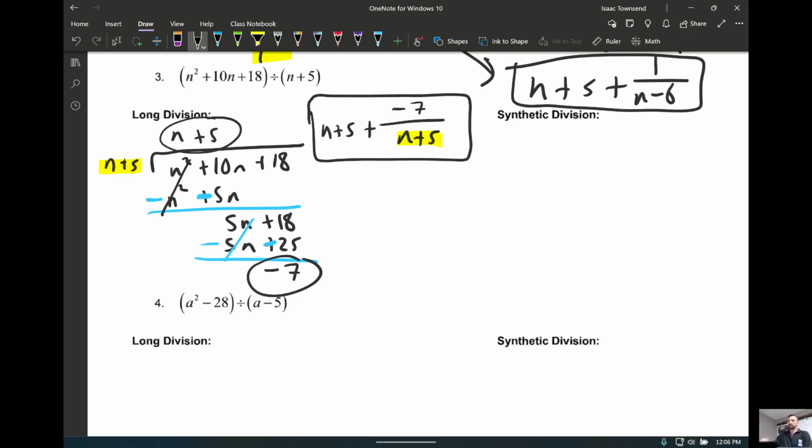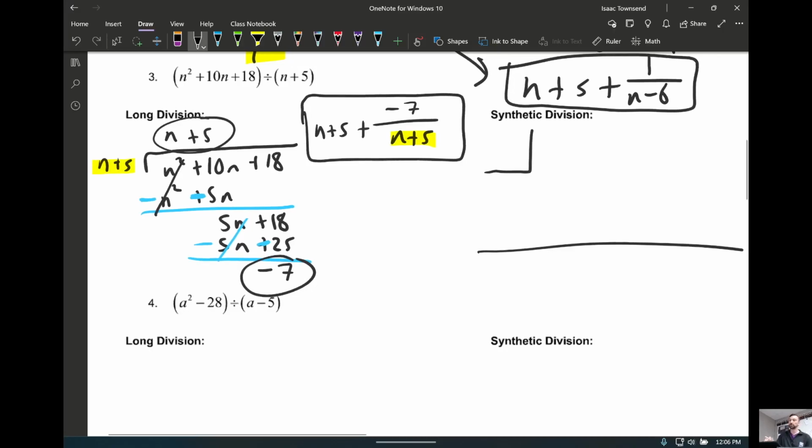Okay, but synthetic division, the number in this little box up here, and this little line, I guess you don't really have to have those. It's just what people do. But this needed to be -5, the number that makes the divisor equal to 0. So where n plus 5 equals 0. The numbers you should have listed in the top were 1, 10, and 18. Because I have 1 n squared, I have 10 of the next biggest thing, and then I have 18 of the next biggest thing. And then the algorithm says add down.